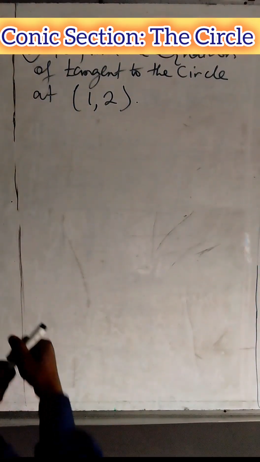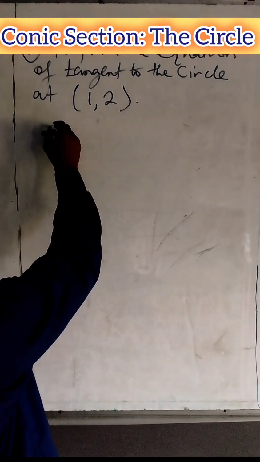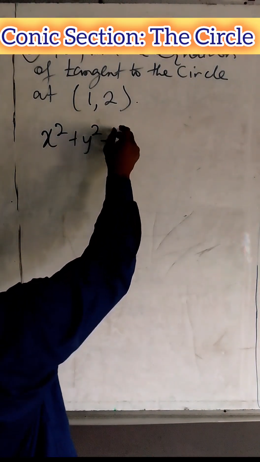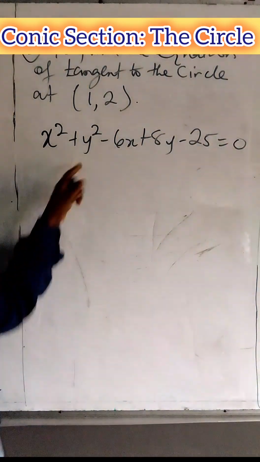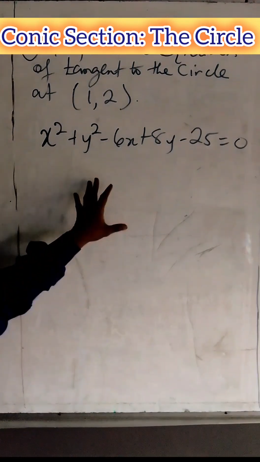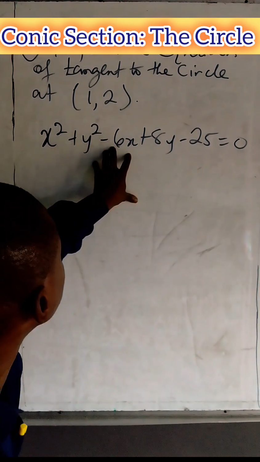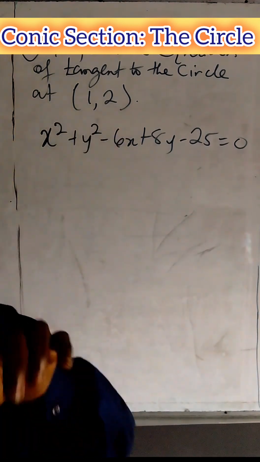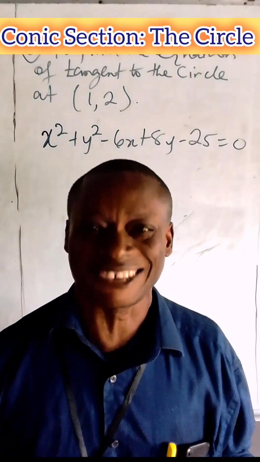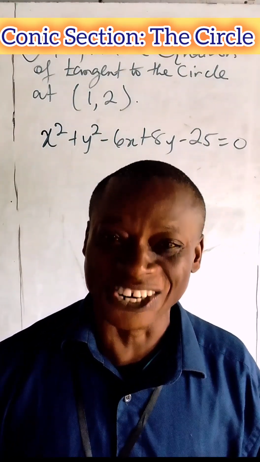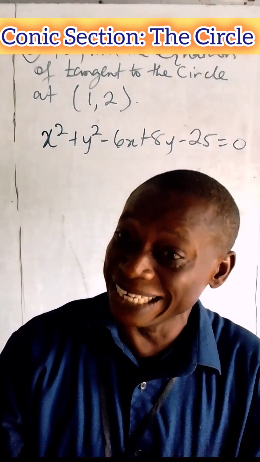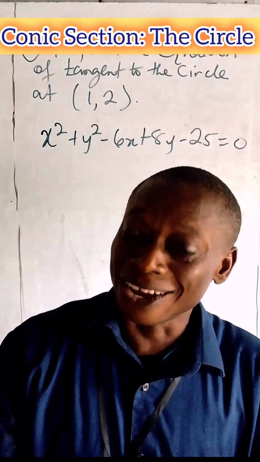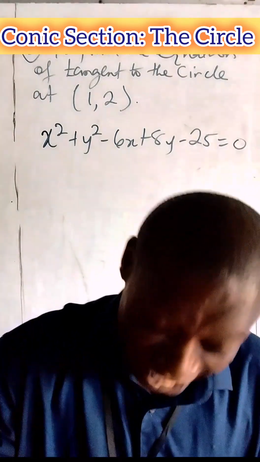So let's see what we're passing through this point. But remember, the equation of the circle we obtained was x squared plus y squared minus 6x plus 8y minus 25 equals 0. That was the given circle. So, to find the equation of the tangent to this circle at this point, first of all, we are going to apply differential calculus, what we call differentiation. That is, we need to find the gradient of the tangent of the line.